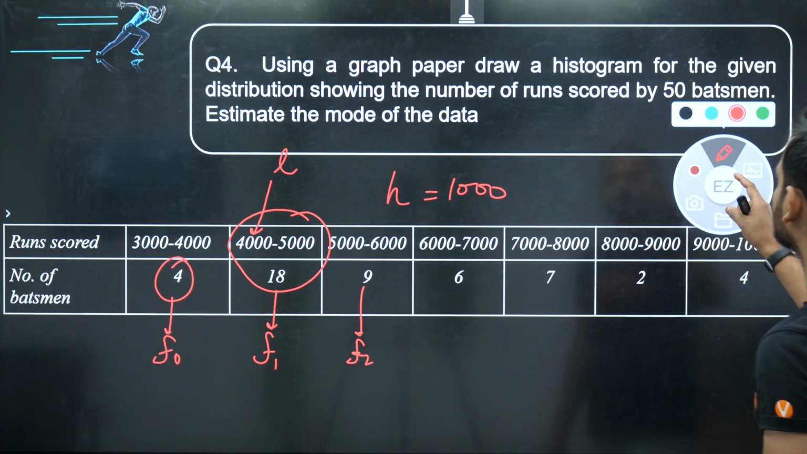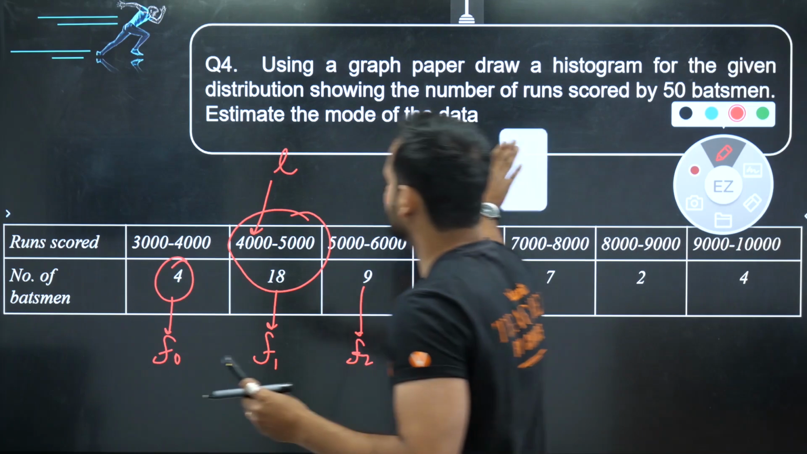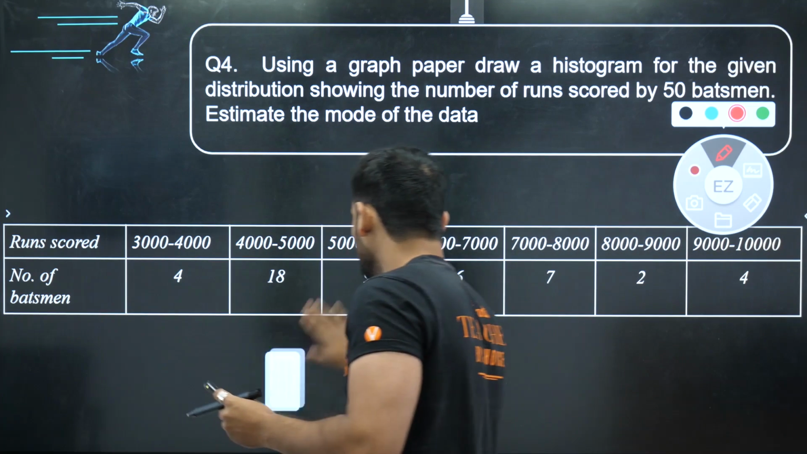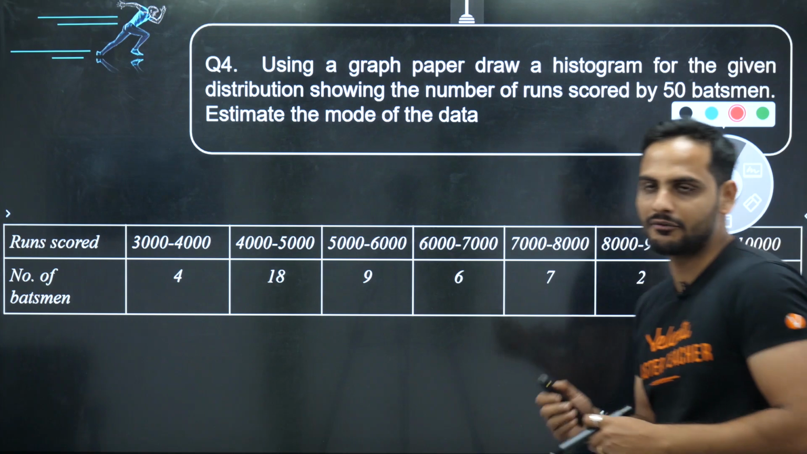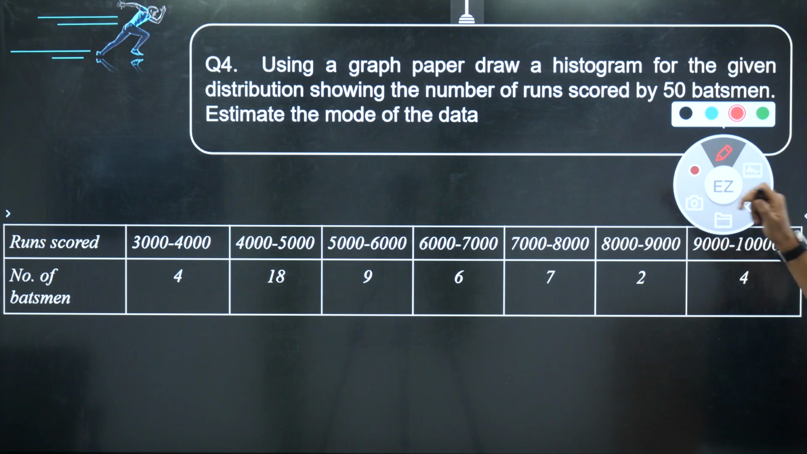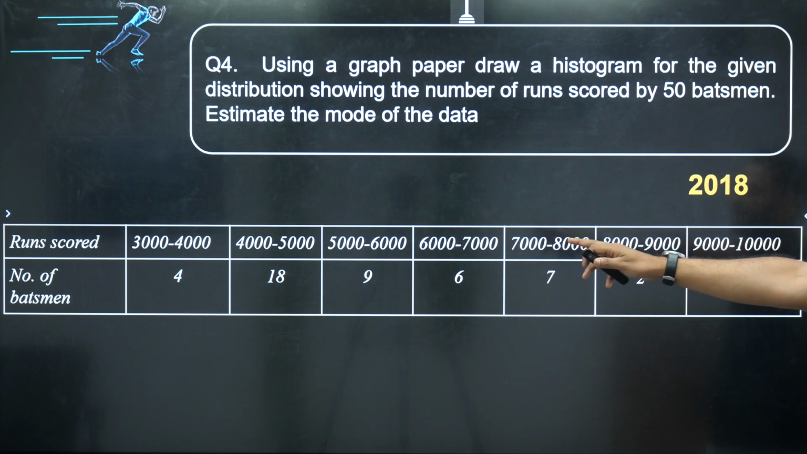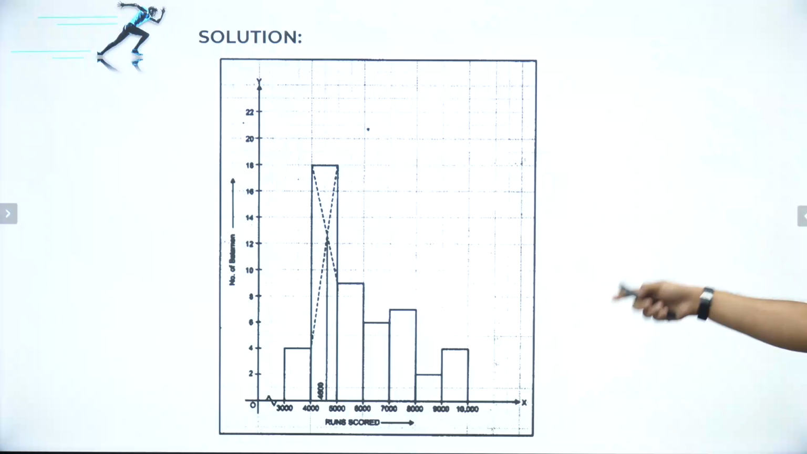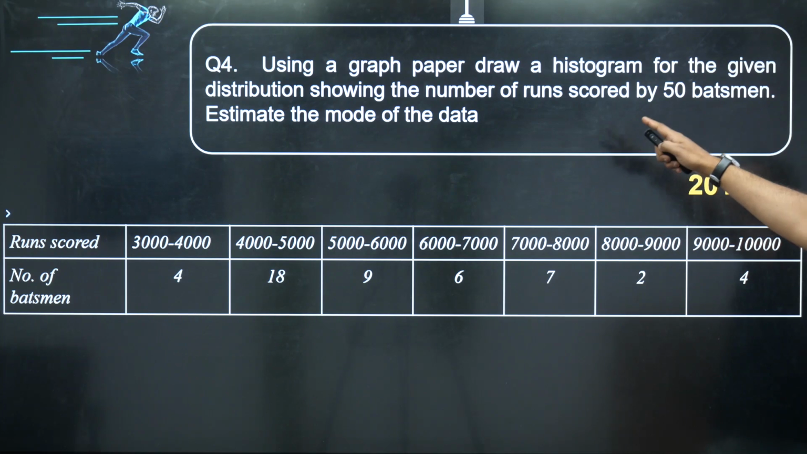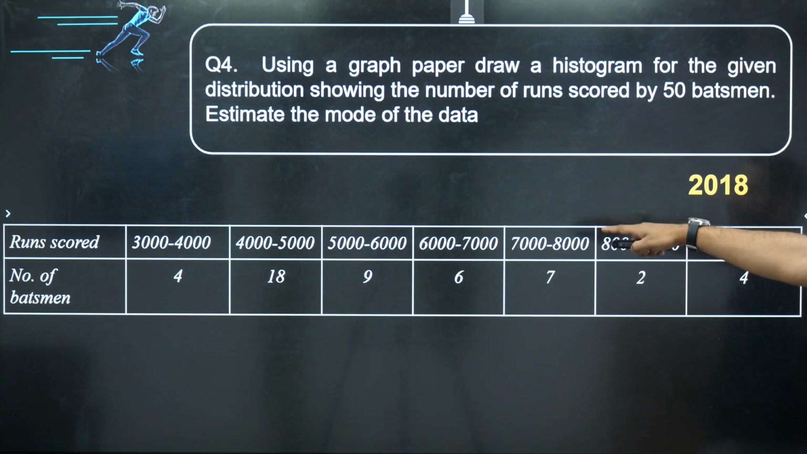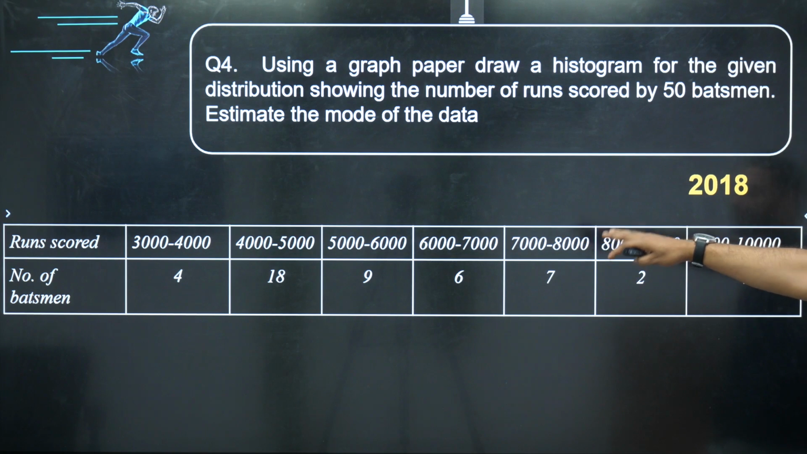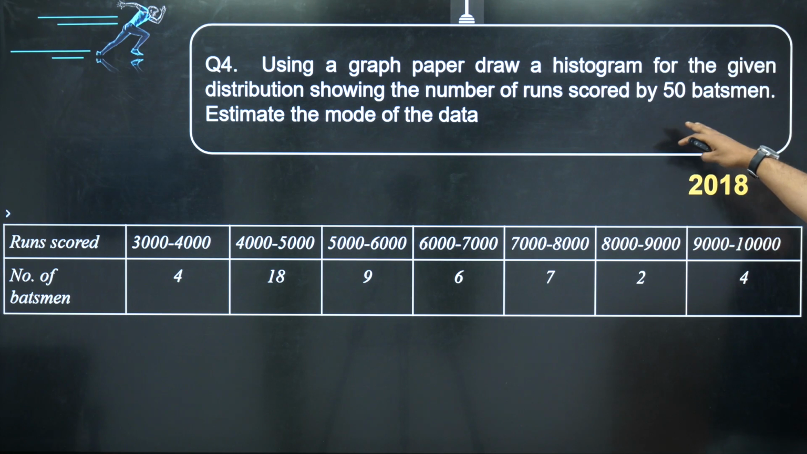Acha, sorry, they are saying using the graph paper. Okay. So I have told you the formula part. Now on graph paper, you have to draw the histogram. So draw the histogram, very easy. It is directly continuous, so put the data here. Directly you have got the data here. See, continuous data is there, so directly you can put 3000 to 4000, 4000 to 5000 for the given distribution, showing the number of runs scored by 50 batsmen.